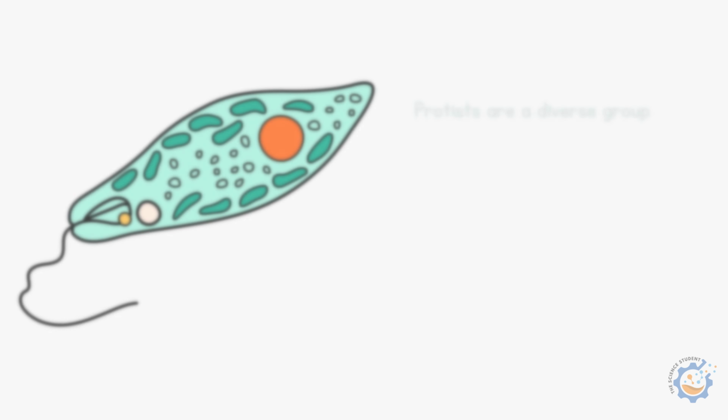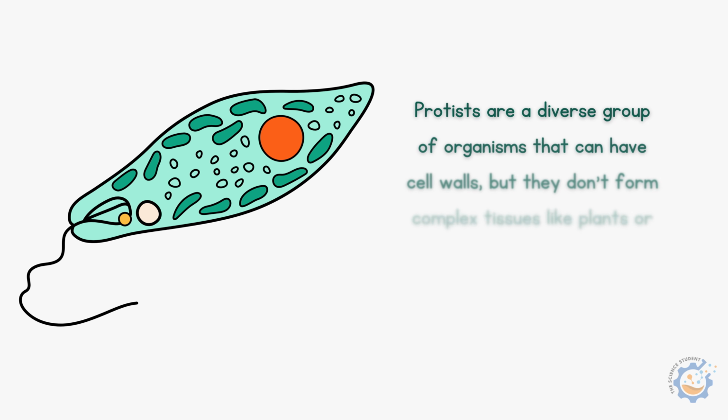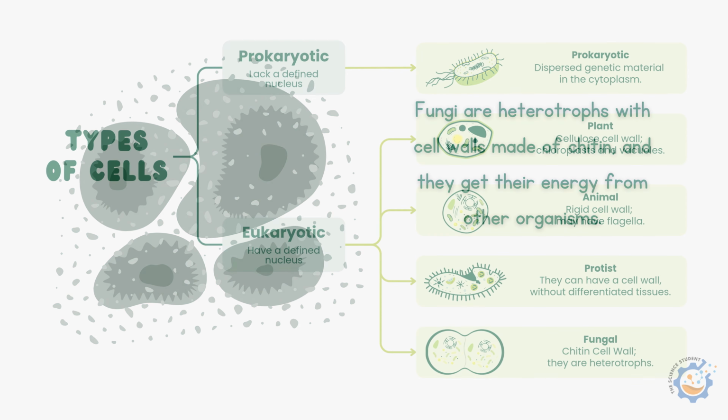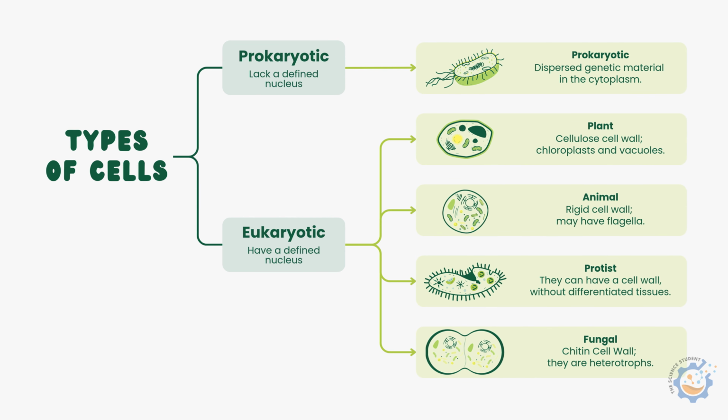Protists are a diverse bunch. They can have a cell wall, but they don't form complex tissues like plants or animals. And finally, fungal cells have cell walls made of chitin, and they're heterotrophs, meaning they get their energy from other organisms. So, there you have it. A quick tour of the different types of cells that make up life as we know it.